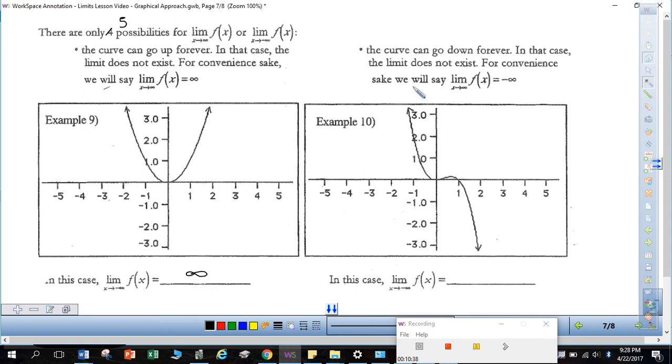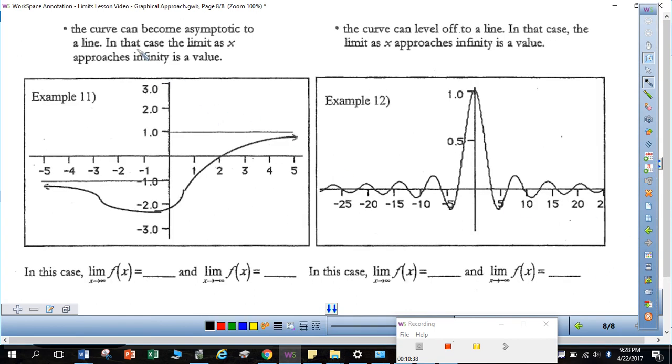All right, a second case, the curve can go down forever. In that case, the limit does not exist. But for convenience sake, we will say that the limit as x approaches infinity, so in this case, look at what's happening on the right-hand side. The y values are going down forever, so we'll say they're approaching negative infinity, which is a convenient way to say a very, very small number. In this case, as x approaches negative infinity, looking at the left-hand side of our graph, the y values are continually going upward, so we'll say that it approaches positive infinity again.